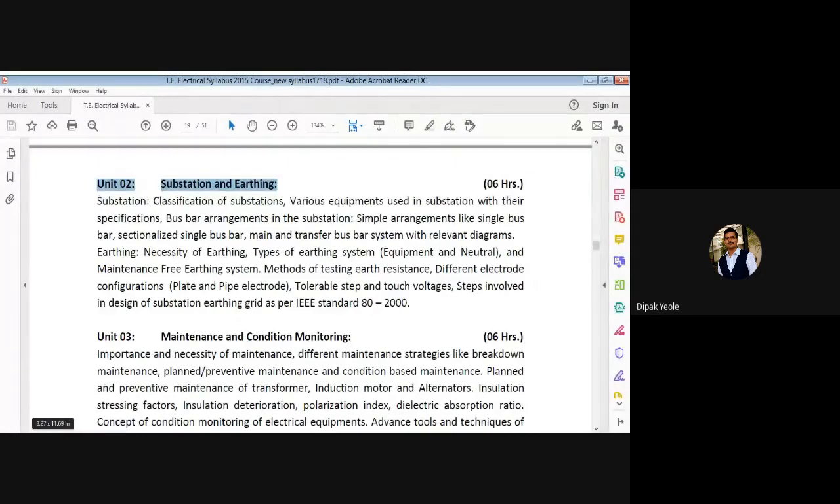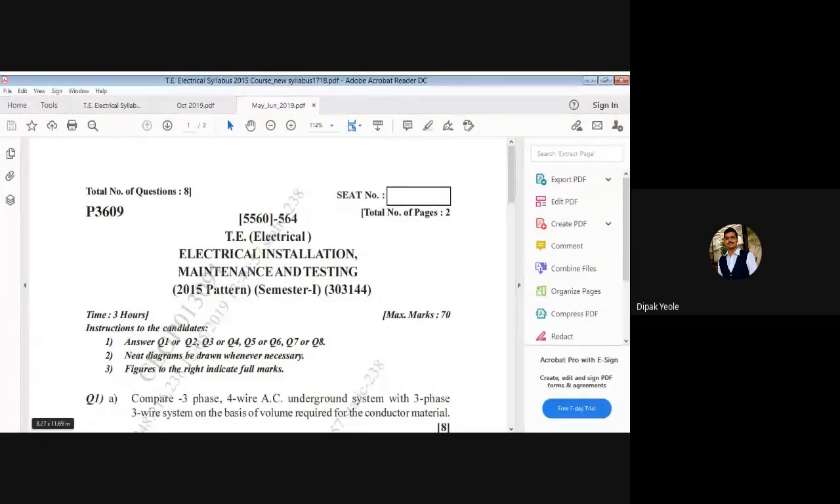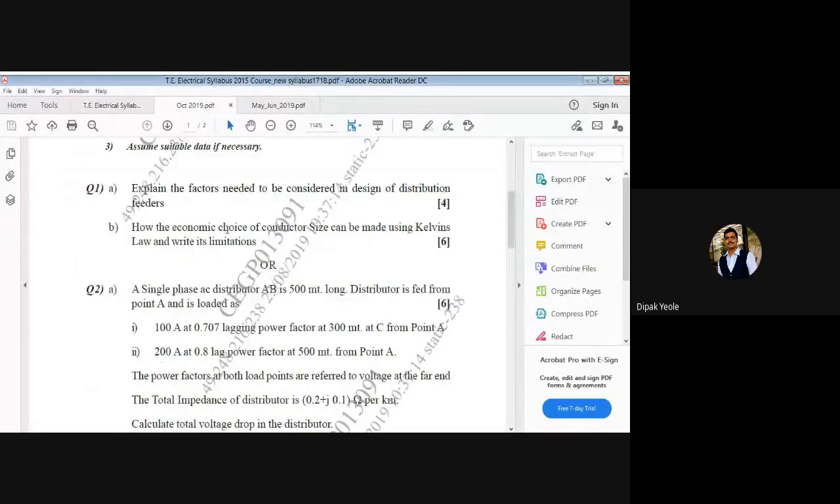Okay, so this is my intention to revise unit number 2, and today we are interested in the substation part, and after that we will discuss the earthing part in detail. Before that we are always looking at the previous year question papers. Let me share my screen. So these question papers are already circulated in your Google Classroom. I feel that you have seen that question paper for the EIMT subject. So this is our point of interest.